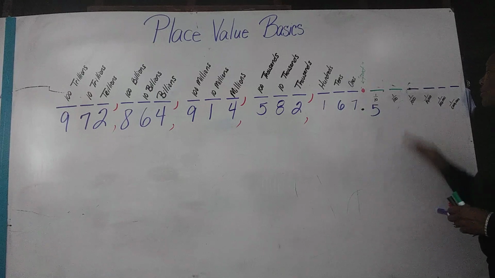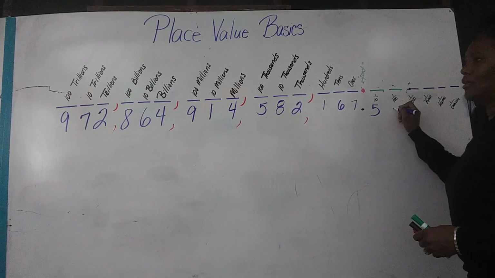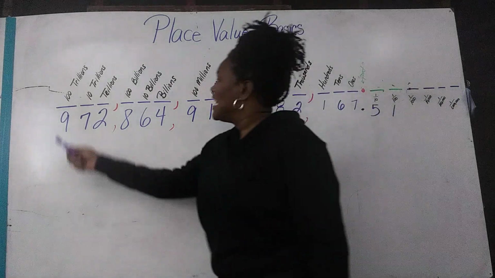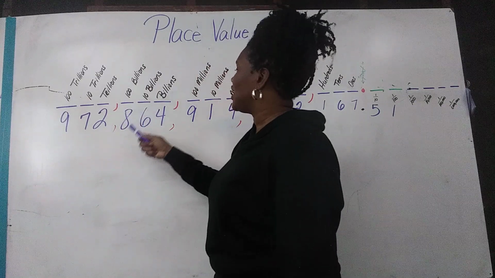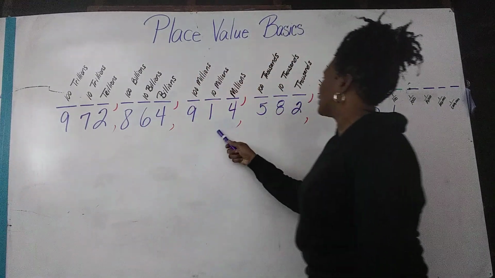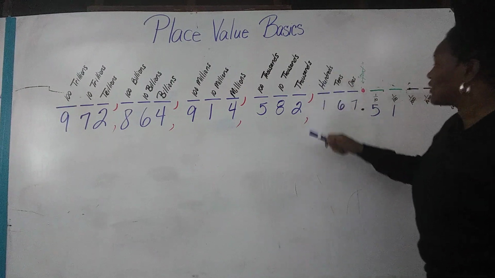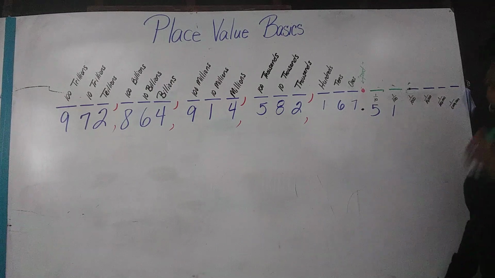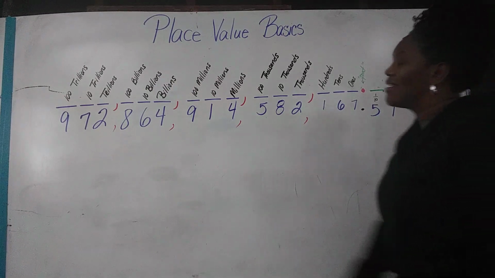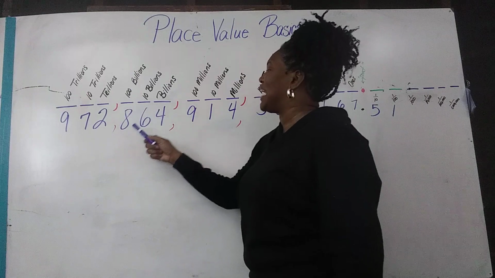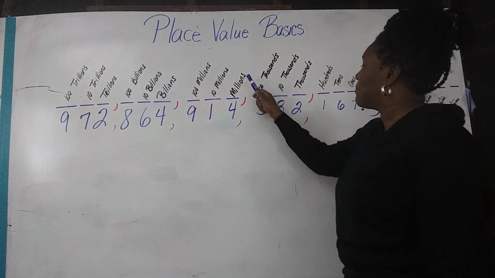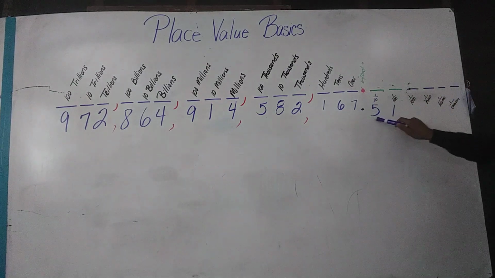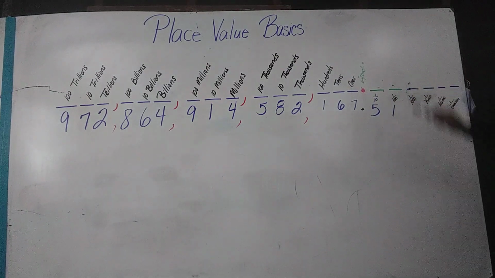Let's add another number. Alright. Let's go. 972,864,914,582,167.51. Or we can say 972,864,914,582,167 and 51 hundredths. Okay?